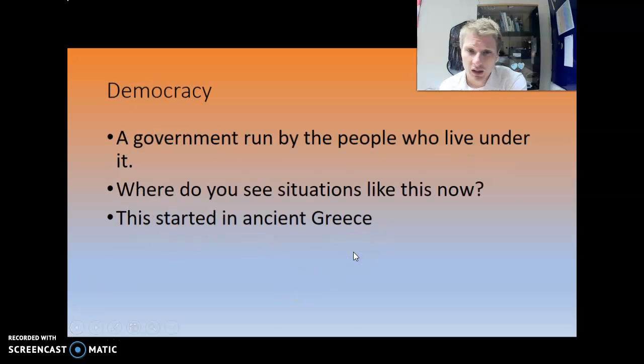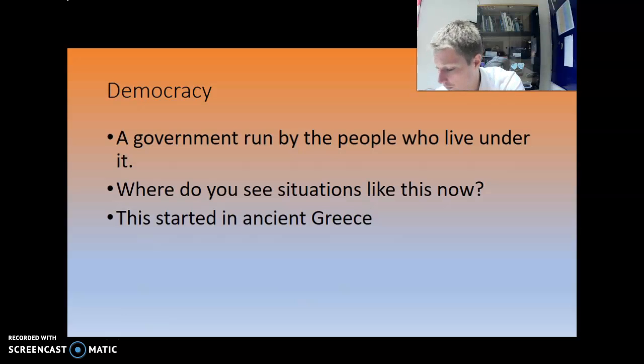All right, a democracy. This is an important thing we need to learn about when studying ancient Greece, because democracies were started and formed by, oh, my thing's in the wrong corner. It was basically developed, implemented, and first used by the Greeks. And so in order to learn about the Greeks, to know them fully, we need to understand what a democracy is and how it came to be. A democracy is a government run by the people who live under it.